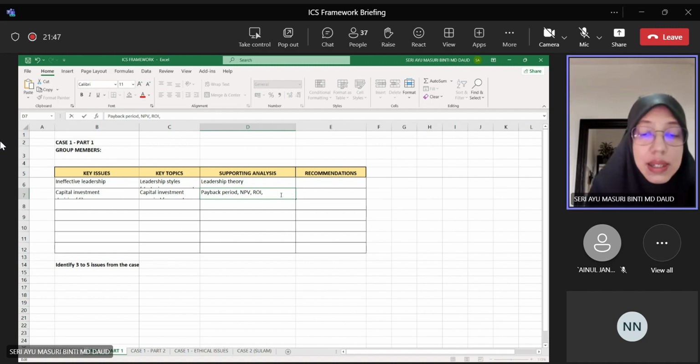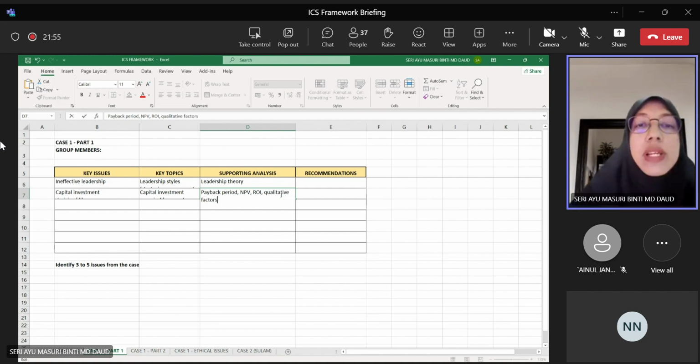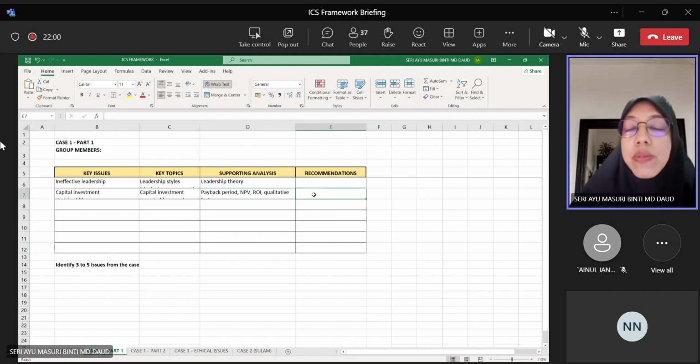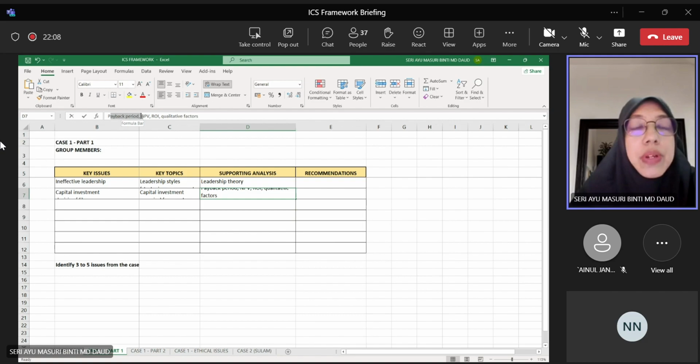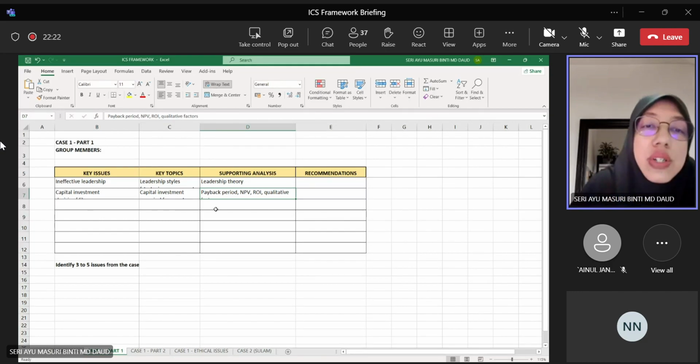technique. And finally, you want to also consider qualitative factors. So you have a combination of, how many? 4 analyses here. So your recommendations will be really strongly supported with your analysis. Let's say for the quantitative payback period, NPV, ROI, the analysis suggests that you should proceed with the project. However, when you consider the qualitative factors, then you may change your decision. So then you show your recommendations.